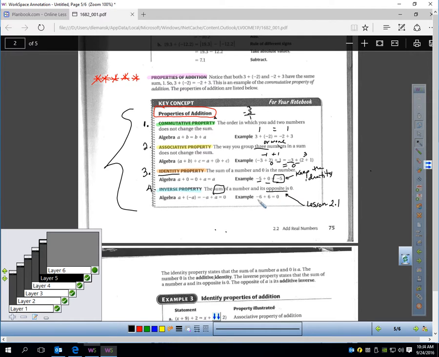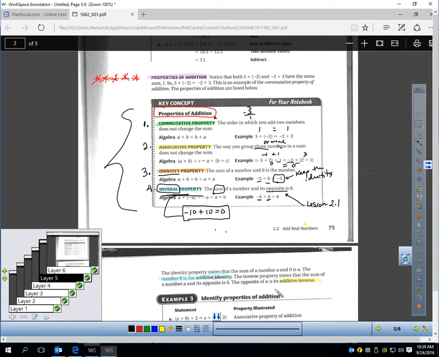For example, negative 6 plus its opposite, which would be positive 6, adds up to 0. That's called the inverse property. Whenever I add opposites, I should get 0. Like here would be another example. Negative 10 plus positive 10 would give me 0. This statement would be an example of the inverse property, okay?